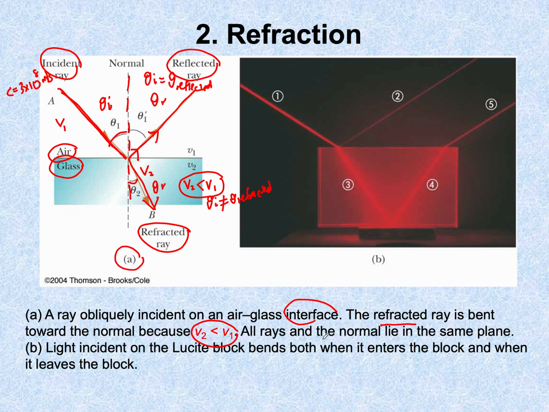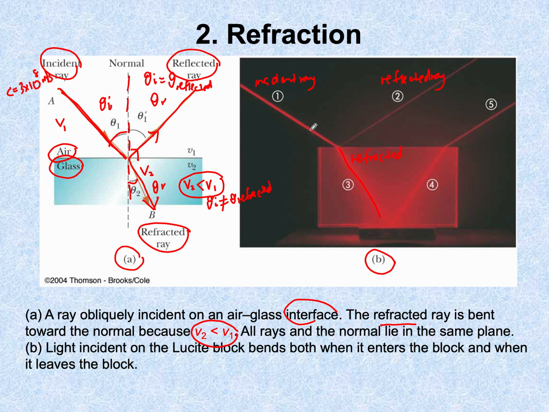All rays and the normal line are in the same plane. In this real image of the laser light, number 1 is the incident ray, number 2 is the reflected ray, and number 3 is the refracted ray.